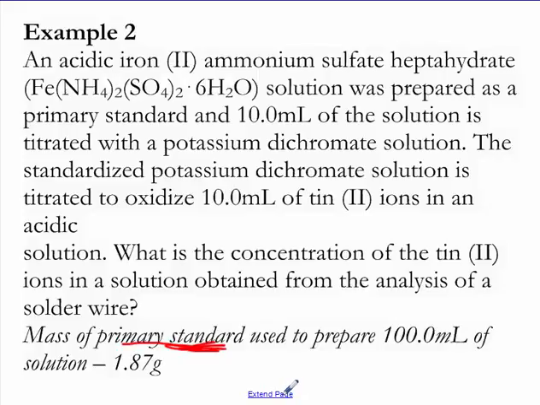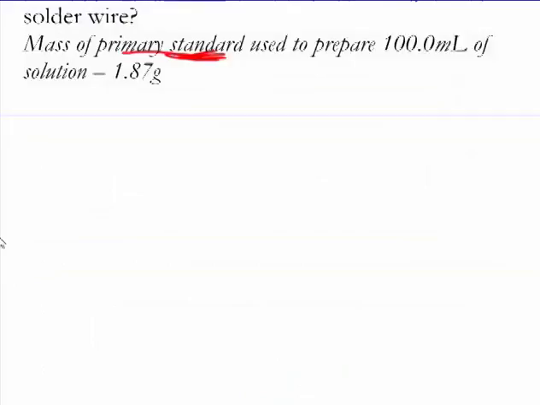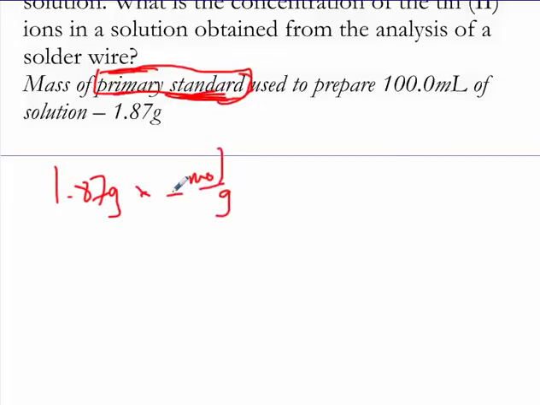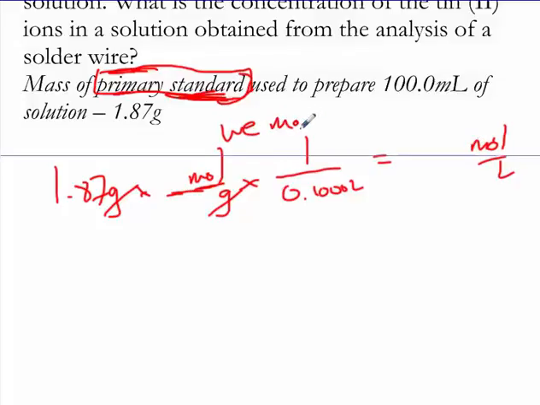So let's start there. We're going to use a primary standard, and if you've forgotten, a primary standard refers to a solid that we can weigh on a scale. So I'm going to take 1.87 grams. I'm going to use a mole per gram, that's a molar mass, which I'll find in a second. Since we made it in a 100 milliliter volumetric flask, I'm going to multiply by 1 divided by 0.100 liters. This will give us the concentration which we made ourselves.